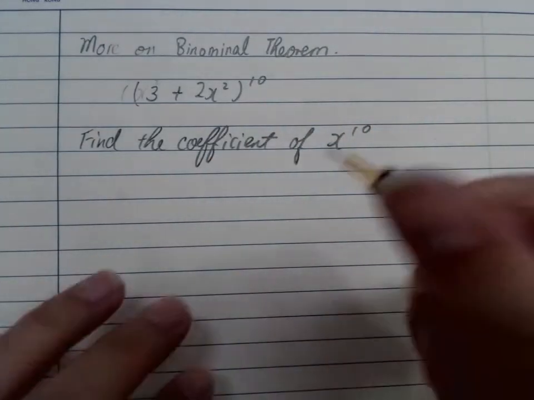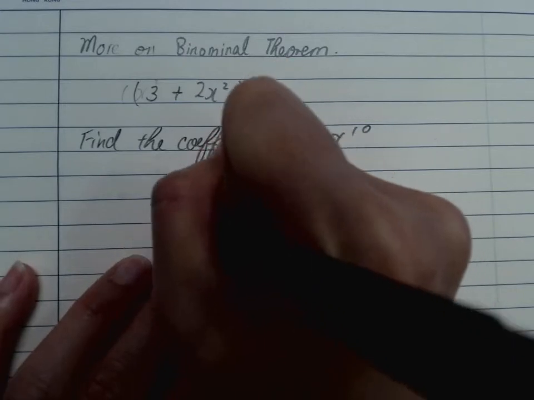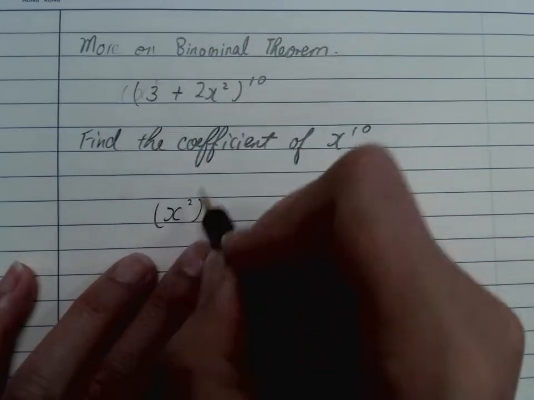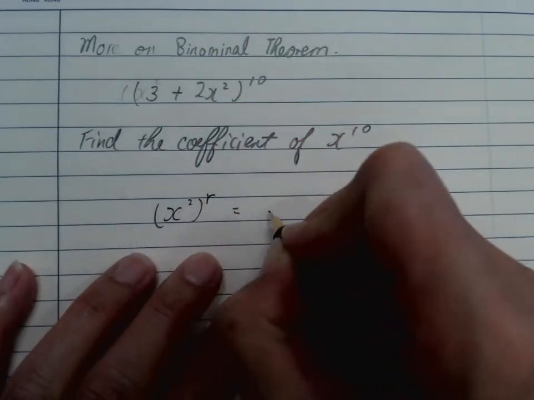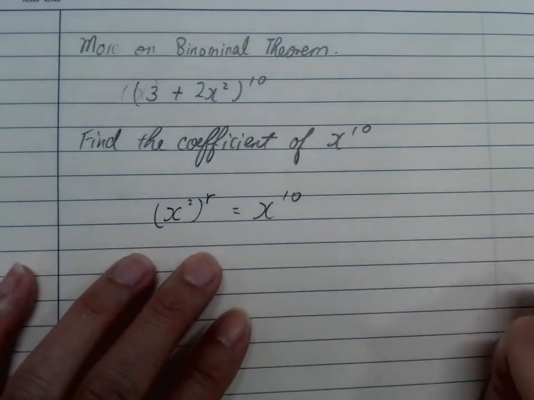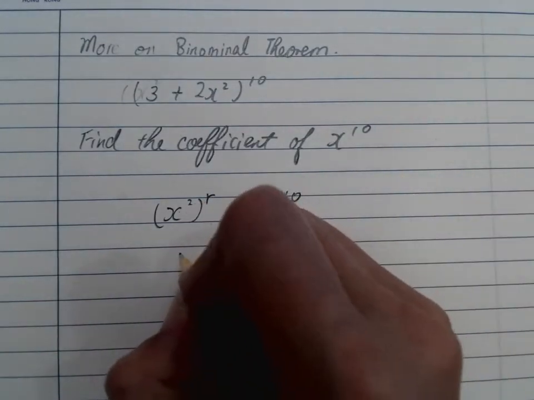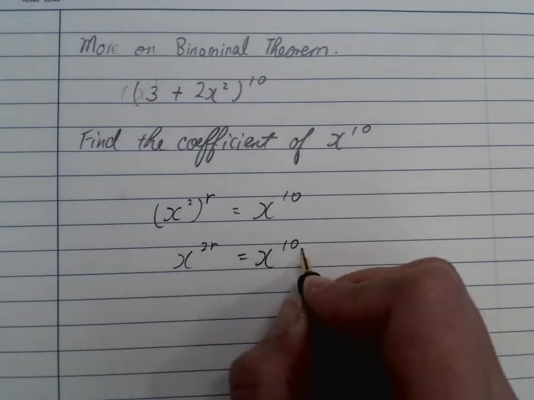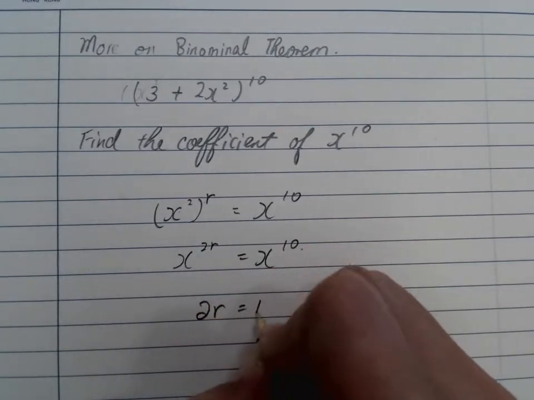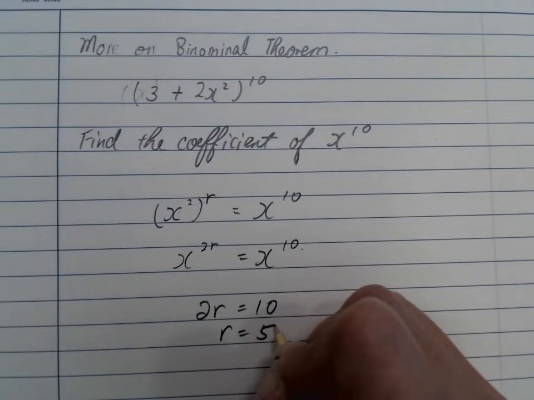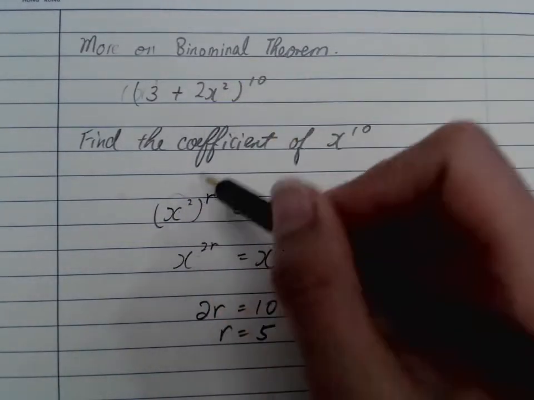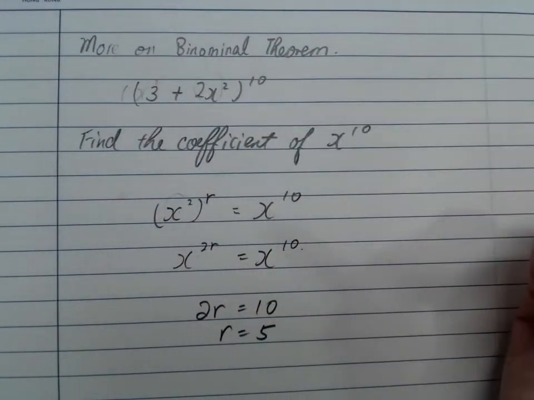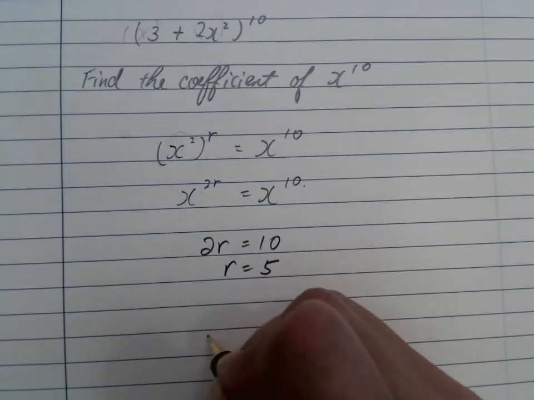If that is the case, now you need to think about it. I just look at the unknown part. x to the power r will be equal to x to the power 10. This is a bit of the index law here. So x to the power 2r will be equal to x to the power 10. Comparing the index, 2r equals 10, so r will be 5. Now we know that the power of this bit has to be 5. So we do our thing.